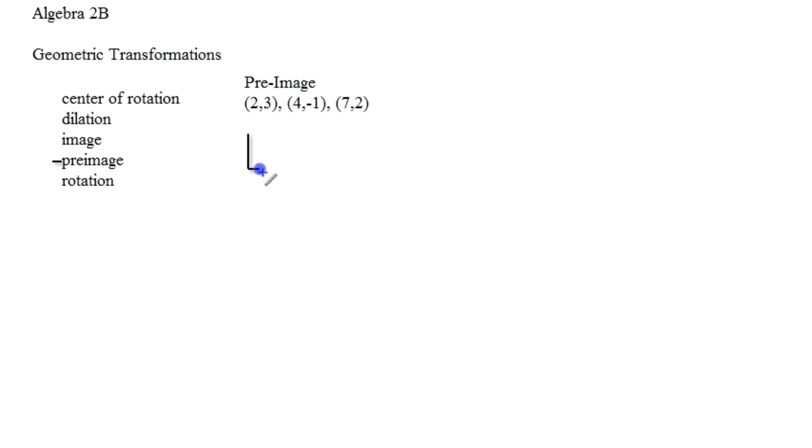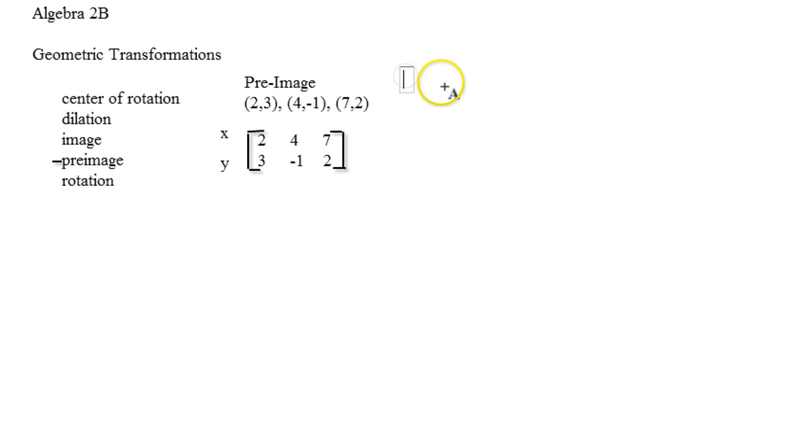Now what you want to do is represent this as a matrix. When you represent it as a matrix, you're going to have a row for x's and a row for y's. I'd strongly recommend having the x's on the top and the y's on the bottom. So it'd be 2, 4, 7, and on the bottom 3, negative 1, 2. Let's move that a little bit so everyone can see. This is what we're going to be dealing with right here.